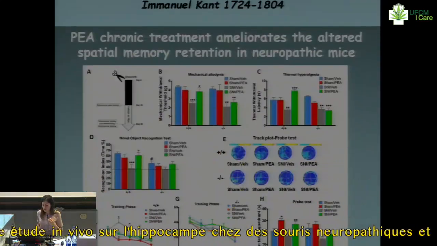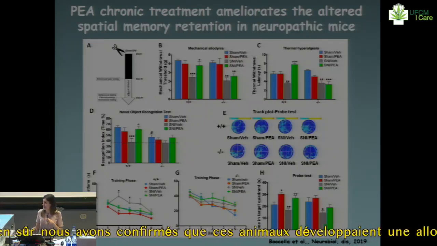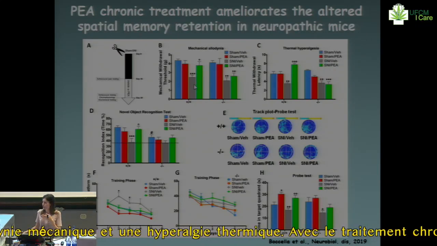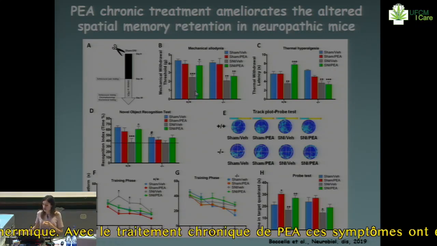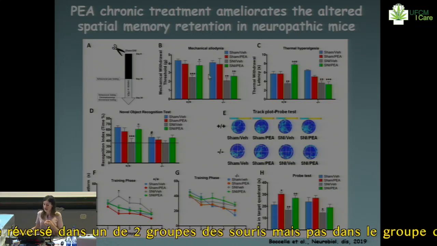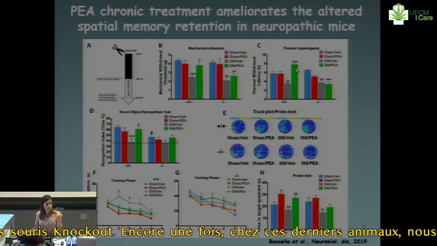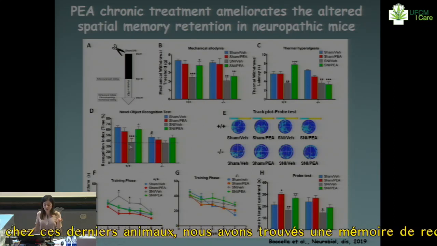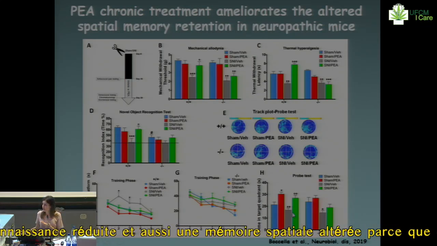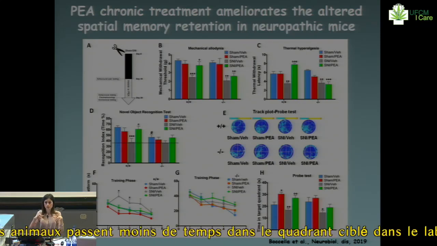And on the hippocampus, we performed another in vivo study in neuropathic mice, both wild type and PPAR alpha knockout. And of course, we confirmed that these animals developed mechanical allodynia and thermal hyperalgesia, but the chronic treatment with PIA reverted these two symptoms in wild type but not in knockout mice. And one more time, we found in these animals a reduced recognition memory and also an altered spatial memory, because animals spend less time in the target quadrant in the Morris water maze test.